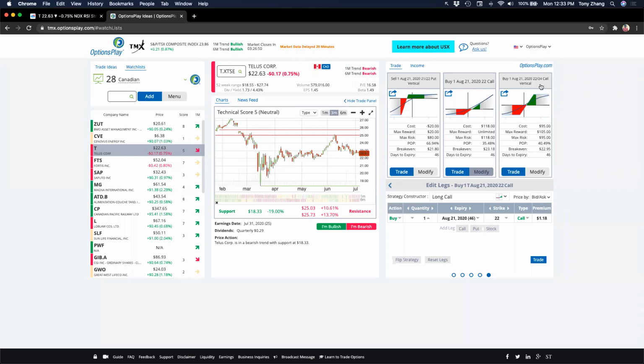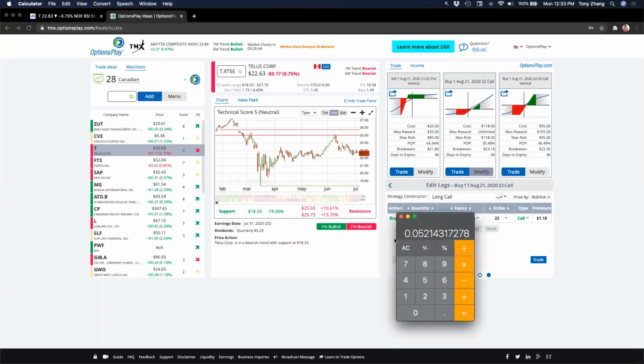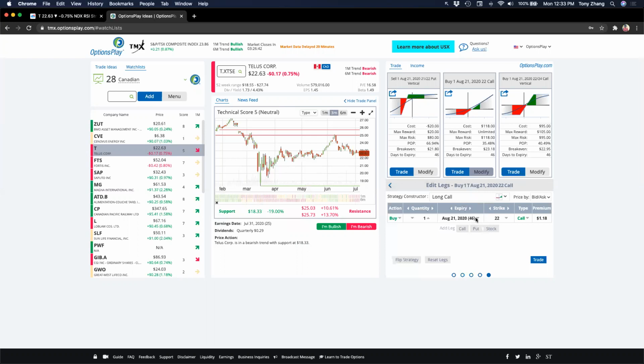You are risking quite a bit. You're risking $1.18 on a $22 stock, which is roughly 5% of the underlying stock, just to place a bet for the next 46 days. You might want to go a little longer term. Going out to November, buying the $22 calls costs you $1.54. This only has about $1 of time value, but you get all the way out to November. So if you're bullish on Telus in the longer term, I would be looking at something like a November call option to play a move in Telus.